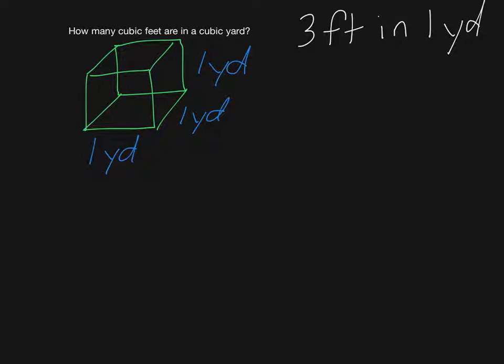A cubic yard is a cube that is 1 yard by 1 yard by 1 yard. Now using what we found here to the right, there are 3 feet in 1 yard, I'm going to cross out 1 yard. Now I'm going to change it to feet. I did so because of our question. So this is now 3 feet by 3 feet by 3 feet.